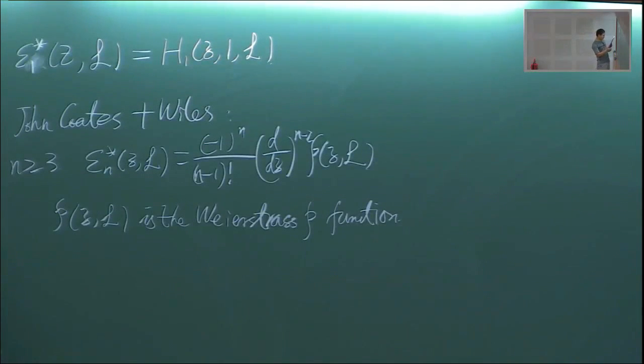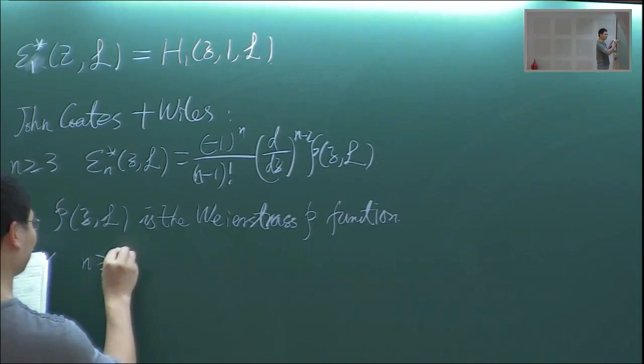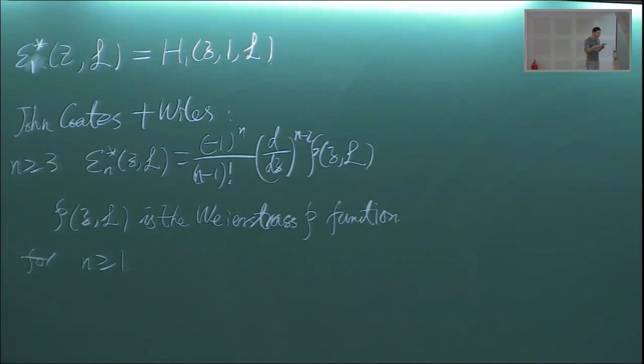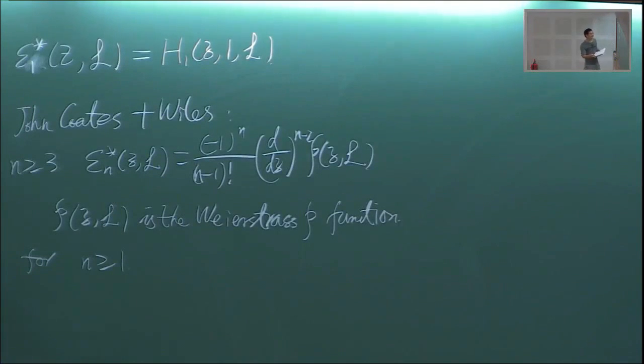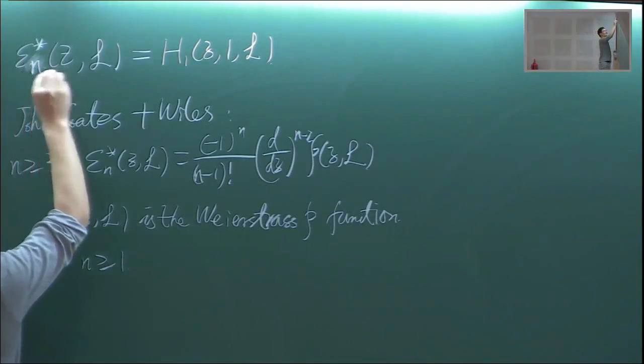Then Coates and Wiles proved that for n greater or equal to 1, there is a definition for epsilon 2, but I forgot. It's here. Okay, so then this is n. Then we have this.